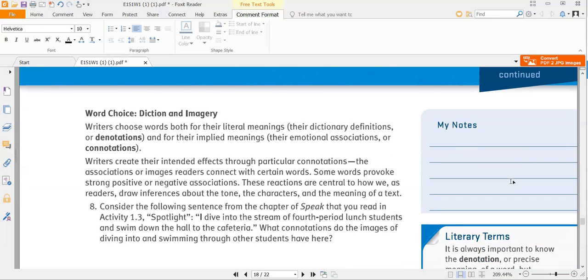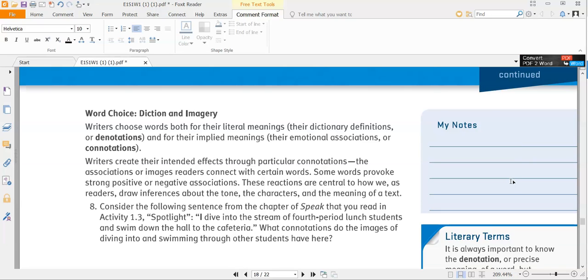So here it goes over diction and imagery a little bit more. It says writers choose words both for their literal meanings, their dictionary definitions or denotations, and for their implied meanings, their emotional associations or connotations. So those are two words that are very important to remember.